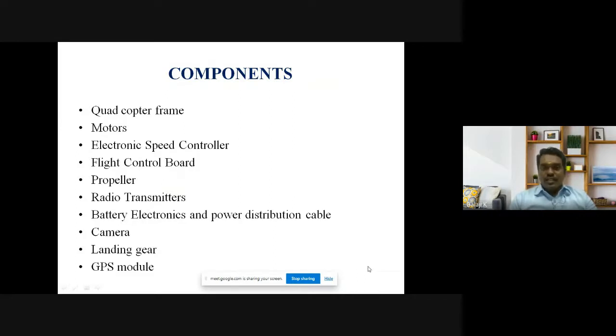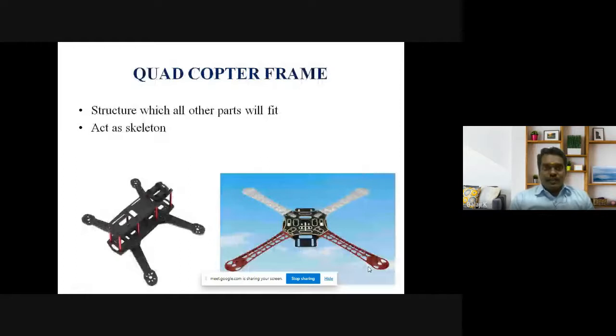First one is the quadcopter frame. That means a structure, and that structure carries all the parts of the drone, maybe the motors or ESC, all the parts will be carried in this structure only. So we can call it the skeleton of the drone. Depending on the application and the size, the shape will vary.